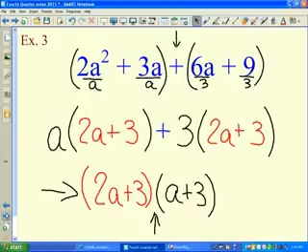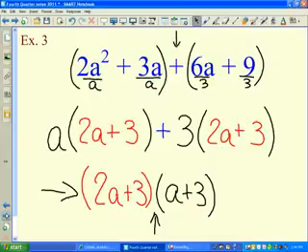Meaning, if I have 2a plus 3 in my first parenthesis, that means my second parenthesis must also be 2a plus 3. What if I didn't get the same thing in the parentheses? Maybe the number that you chose to be your greatest common factor is not exactly your greatest common factor. So maybe you have to rethink what number is my GCF. But your parentheses should always be the same when you're doing grouping.